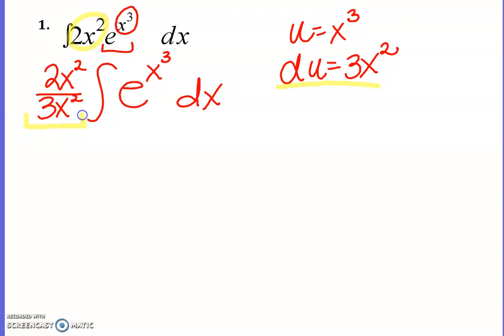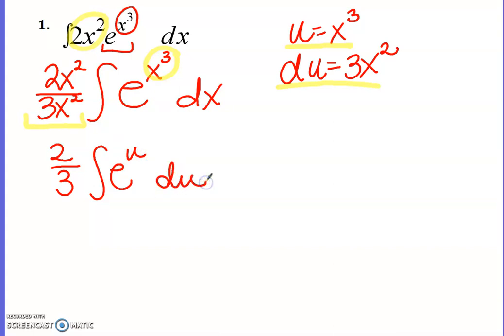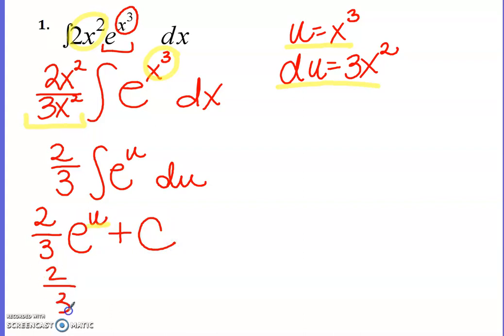I'm going to simplify this down. That simplifies to 2/3. And then I'm going to substitute in u for this because I said u equals x cubed. So now it's du. I do the antiderivative here, which we saw on the last slide is just e to the u plus c. And now I substitute back in what I said u was, x cubed.